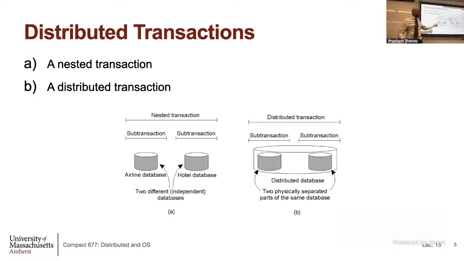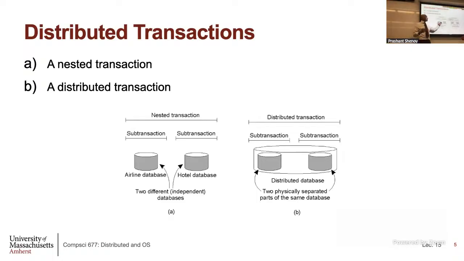You want to make an airline booking and you want to make a hotel booking. The hotel database, let's say, is separate from the airline database. So you will have one transaction to book your flight. You'll have another transaction to book your hotel, but you want both of them to succeed. If you have a hotel with no flight, you can't travel, and vice versa as well.